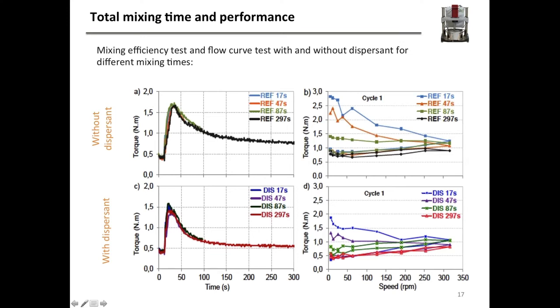So what we would do in this, if I take, for example, the blue curve here on top, this blue curve is the mix that was mixed for 17 seconds. So we mixed for 17 seconds, and then we let this mix stand, because that's what you do when you do a flow curve test. You let it stand there for a while, so that the material settles and goes back to what its initial state would be before the mixing.